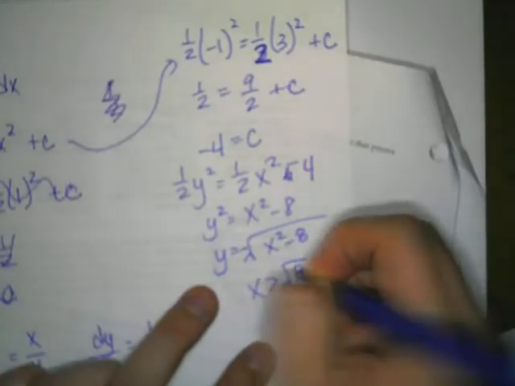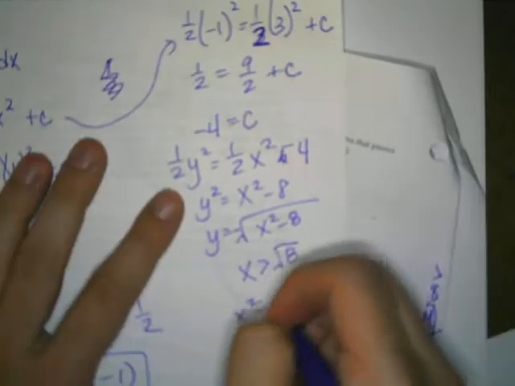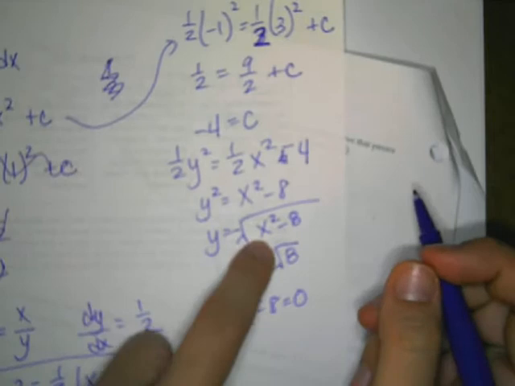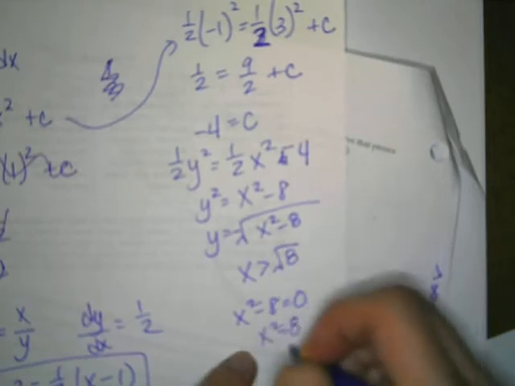Because if we were to plug in the square root of 8 here, really what you're doing there is you're saying, okay, what makes that 0 underneath? Because I can't go less than that. And so you'd get the square root of 8.